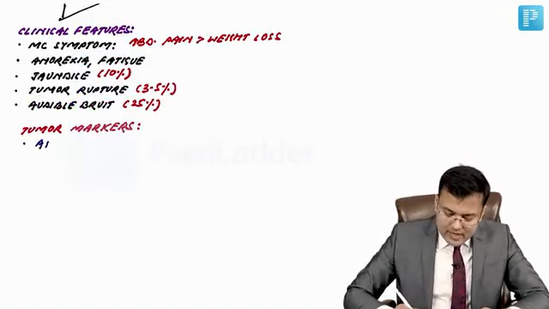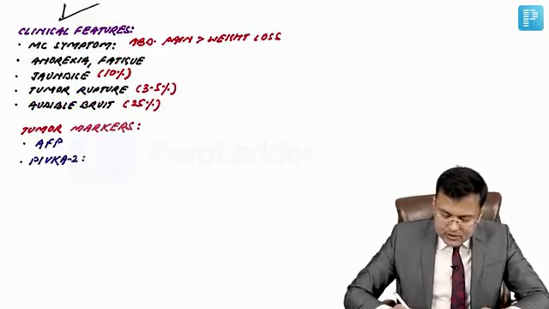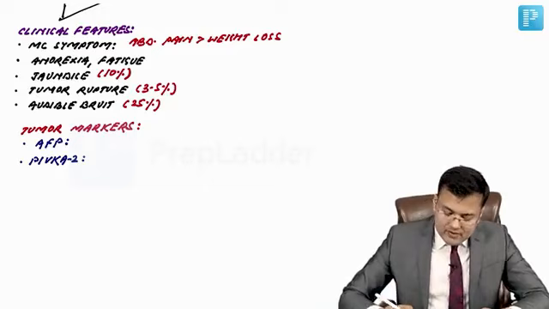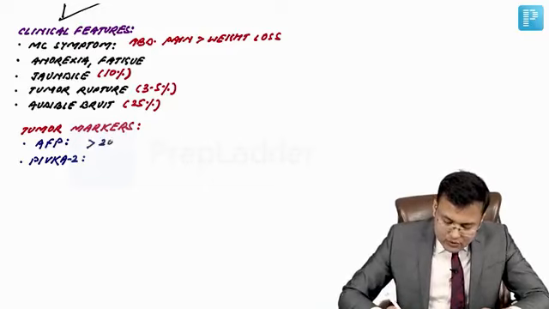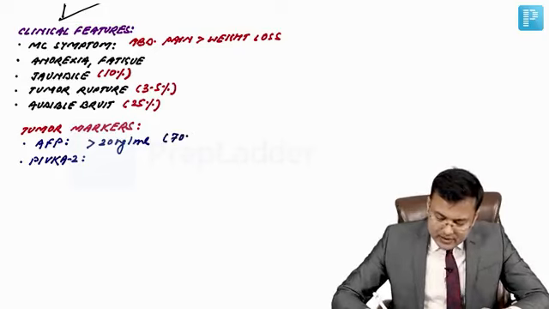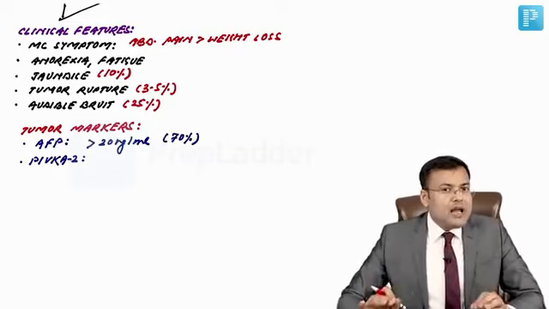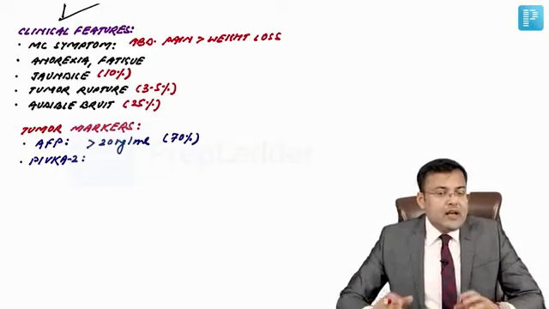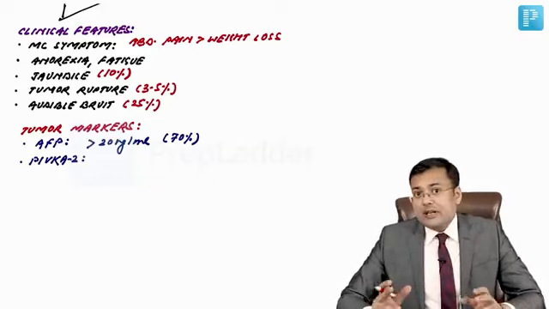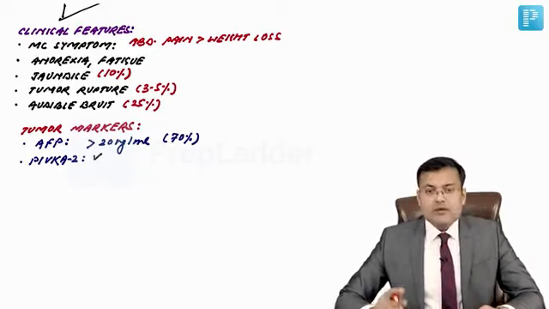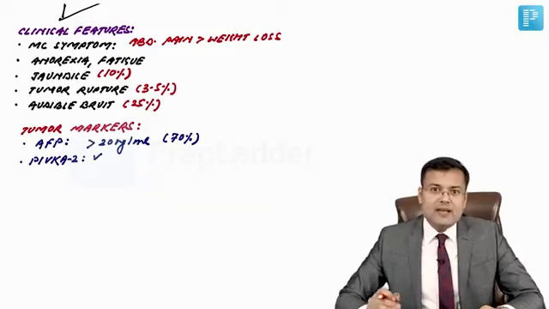What are the tumor markers for HCC? You must be knowing alpha fetoprotein, and the second is PIVKA2. PIVKA2 is protein induced by vitamin K absence 2. So alpha fetoprotein, generally the value is more than 20 nanogram per ml, and this value is seen in 70% of patients. It means alpha fetoprotein is not raised in 100% of patients of HCC. It is raised in 70% of patients, and what's the value? More than 20 nanogram per ml. And the second tumor marker is protein induced by vitamin K absence 2.